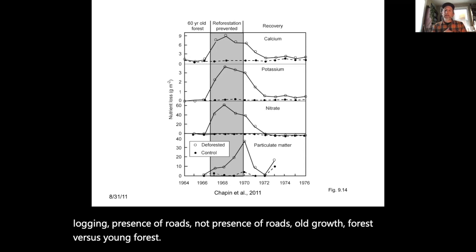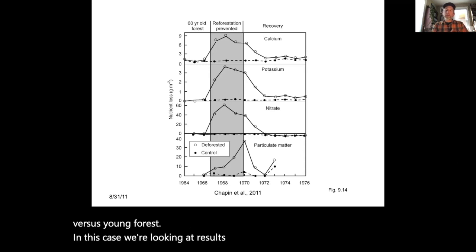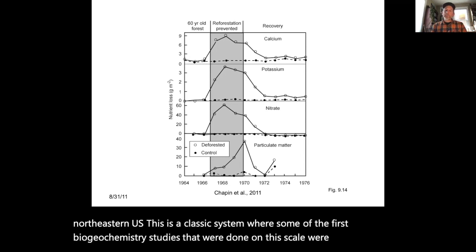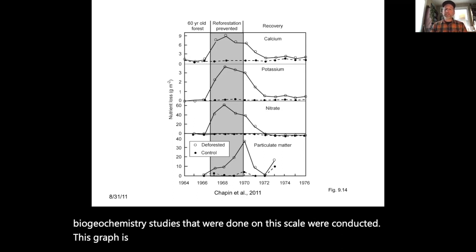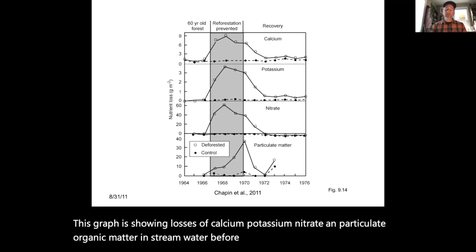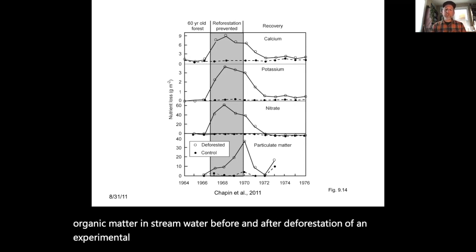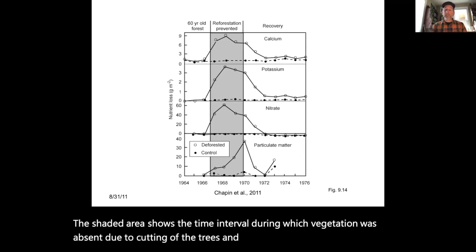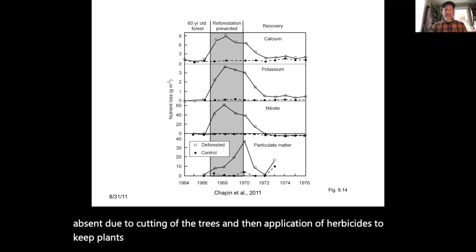In this case, we're looking at results from the Hubbard Brook ecosystem in northeastern US. This is a classic system where some of the first biogeochemistry studies that were done on this scale were conducted. This graph is showing losses of calcium, potassium, nitrate, and particulate organic matter in stream water before and after deforestation of an experimental watershed there. The shaded area shows the time interval during which vegetation was absent due to cutting of the trees and then application of herbicides to keep plants from growing. And then you can see what happened after reforestation was allowed.